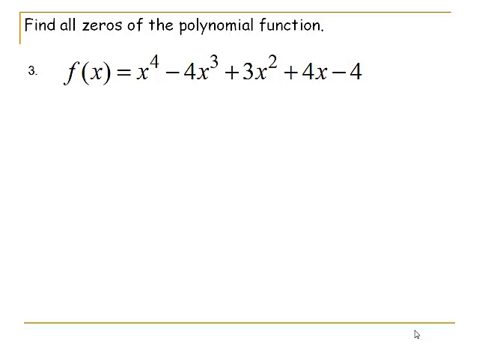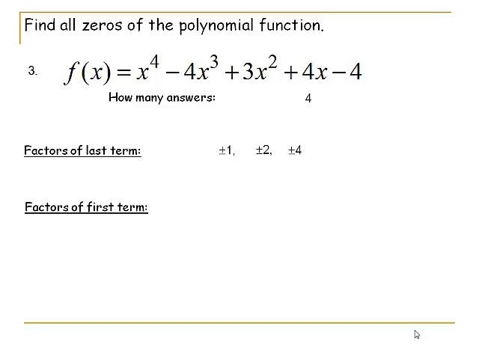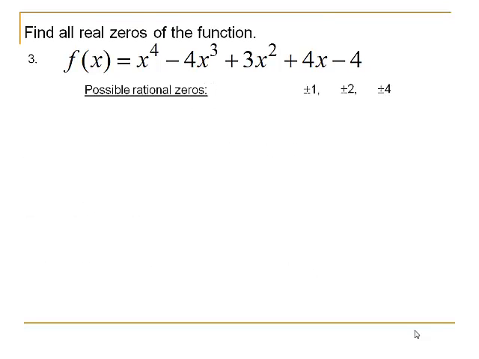Okay, let's try another one. This time we have x to the 4th. Still the same rules. How many answers possible? 4. Factors of the last term, plus or minus 1, plus or minus 4, plus or minus 2. Factors of the first term, plus or minus 1. Possible rational zeros, I do the h divided by the k, the last term divided by the first term, and I get 6 possibilities. Now we have to try synthetically to see what works.